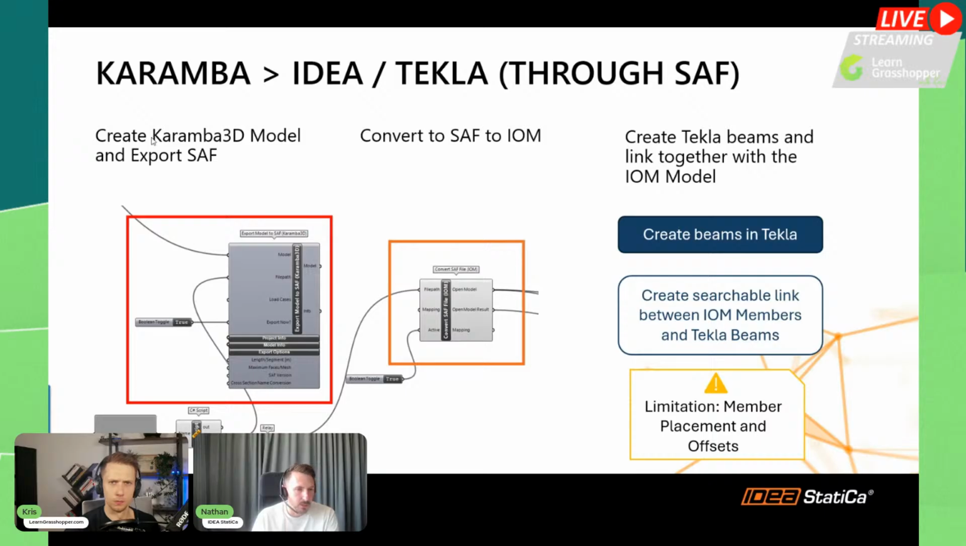As I mentioned, both of the examples I'll show are going to start off using a similar approach. They'll take a Karamba 3D model and we'll convert that model to SAF, and then we'll convert the SAF model that has been provided into IOM. From then we'll create the Tekla model from our IOM model. And don't worry if this seems a little bit too ridiculous. It will make sense when we have a look at the examples.